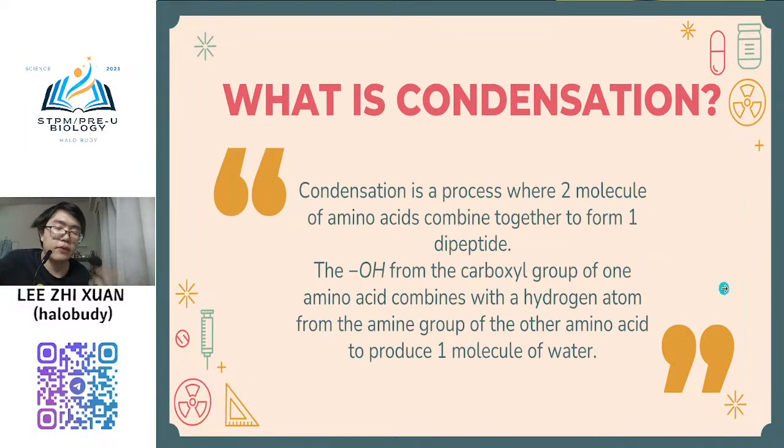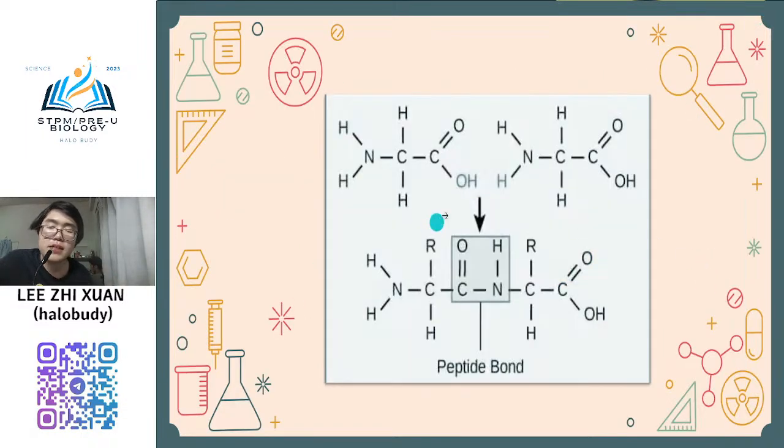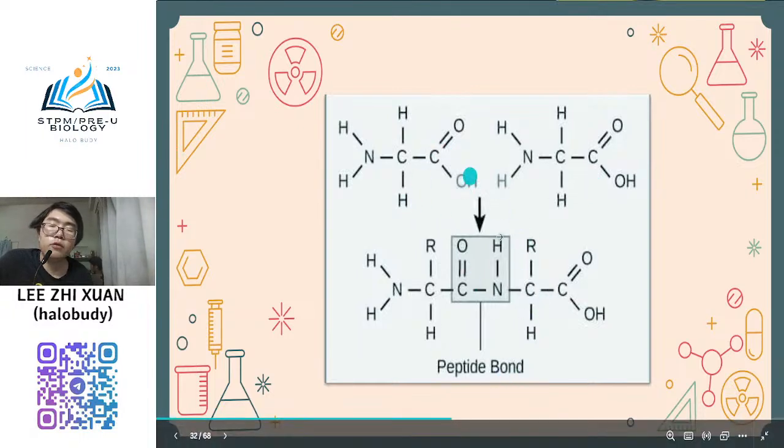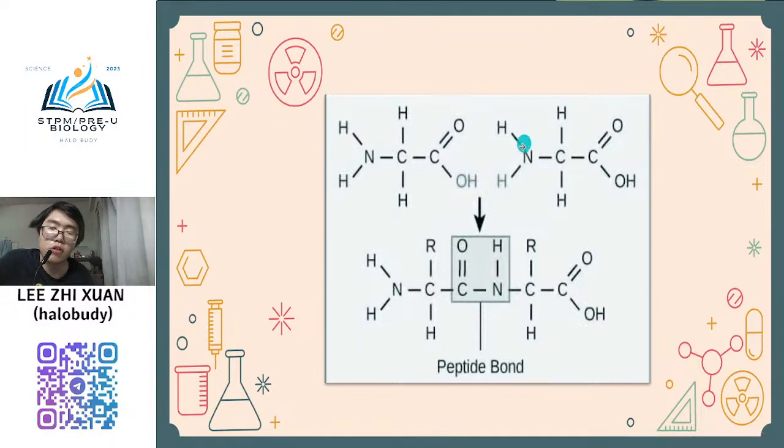So if I show you the diagram, it's easier like this. These two are glycine, glycine 1 and glycine 2. If you want to form a peptide bond, the hydroxyl group from the carboxylic acid of one amino acid and one hydrogen atom from the amino group of the other amino acid will be released to form a water molecule, so this is a condensation process. They will form a peptide bond.